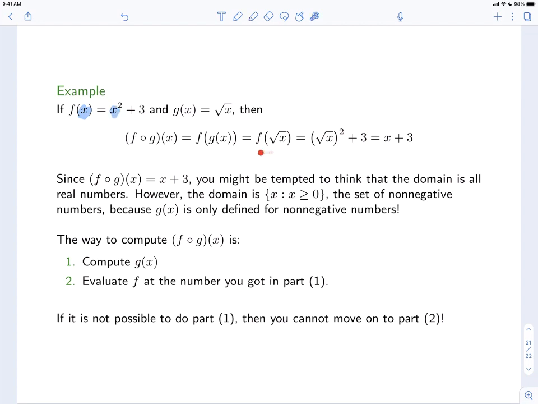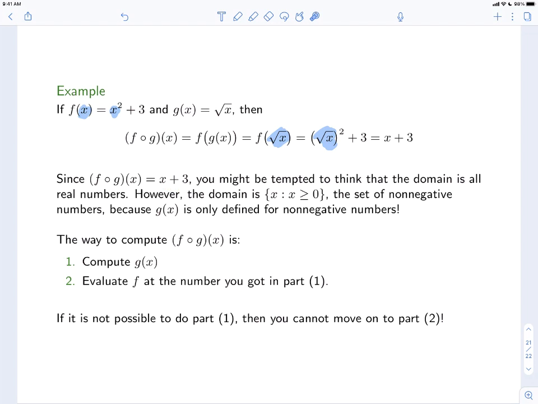So now our input is the square root of x. You take the input, square it, and then add 3. So whatever the input is, say a blue blob, you square that blue blob and then you add 3. Well, in this case, our blue blob is the square root of x. So you square that and add 3. But of course, the square root of x quantity squared is x. So the composition, f composed with g at x, gives you x plus 3.